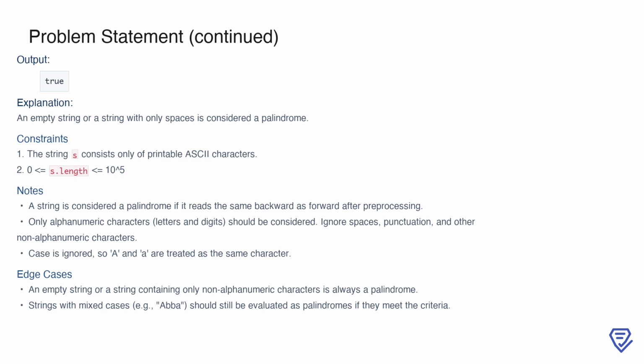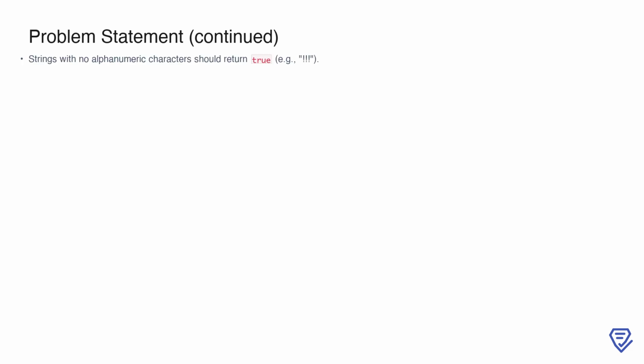A string is considered a palindrome if it reads the same backward as forward after pre-processing. Pre-processing involves keeping only alphanumeric characters and ignoring spaces or punctuation, as well as treating uppercase and lowercase letters as equivalent. For example, the string ABBA would still qualify as a palindrome due to its symmetry, even though it contains mixed cases. Additionally, an empty string or a string consisting only of spaces or non-alphanumeric symbols is always considered a palindrome.